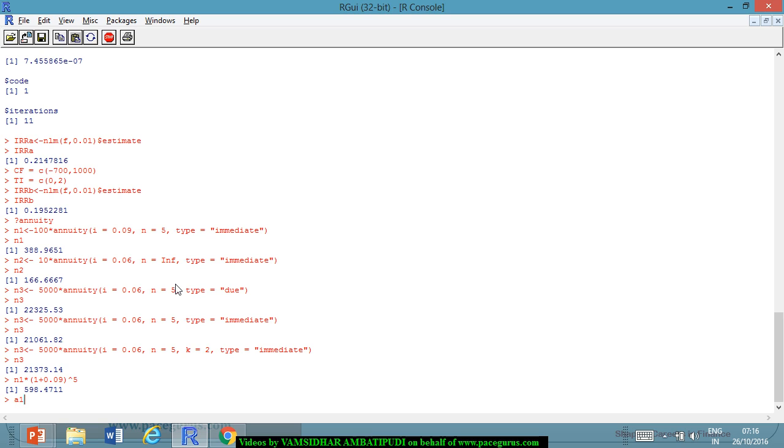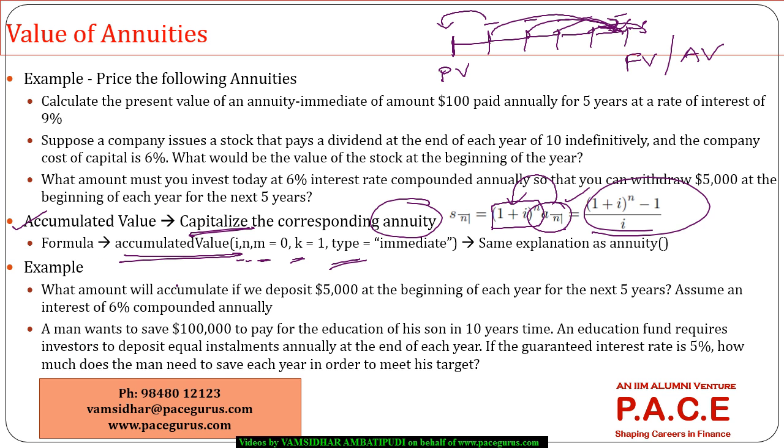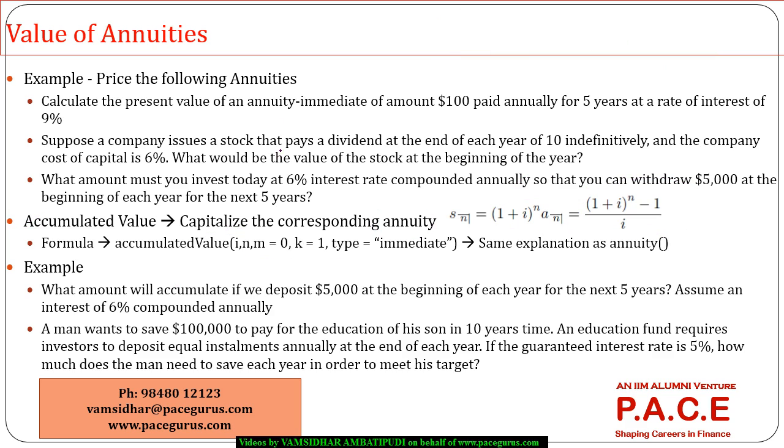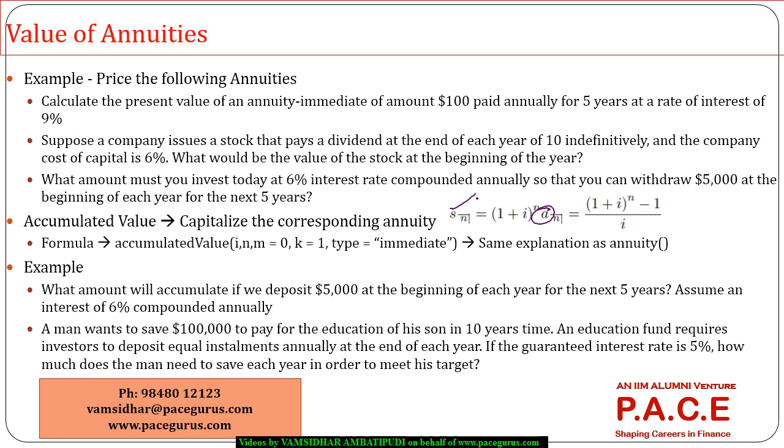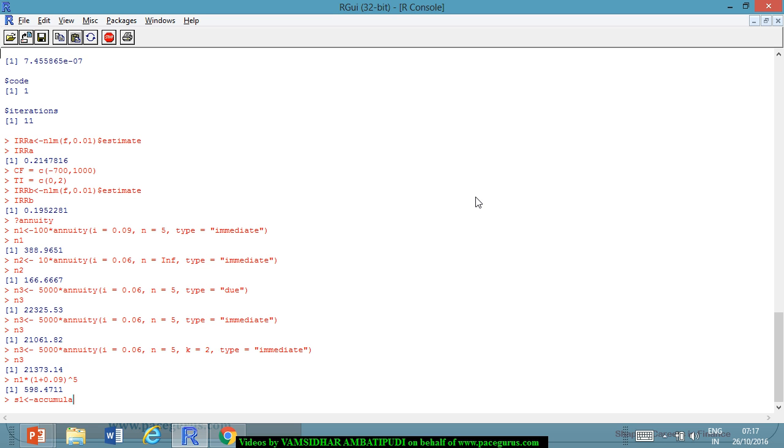So the other way of finding out the accumulated value without finding the annuity, which is generally the accumulated value is denoted by S. The present value of the annuity is denoted by A. Accumulated value is denoted by S. So I am calling it S1. I'm not explaining the formula again because more or less the formula is the same. So I'll take it as accumulated value, wherein I'm setting the I as 0.09.